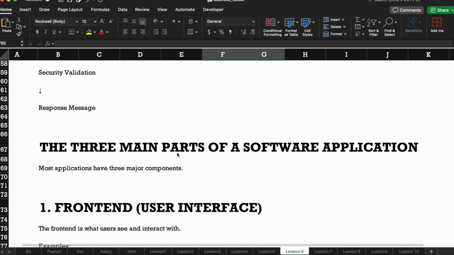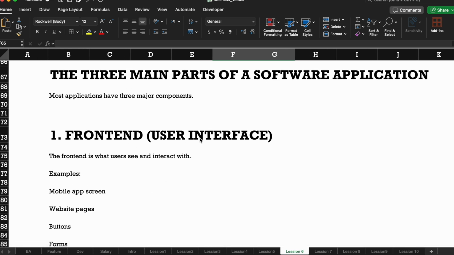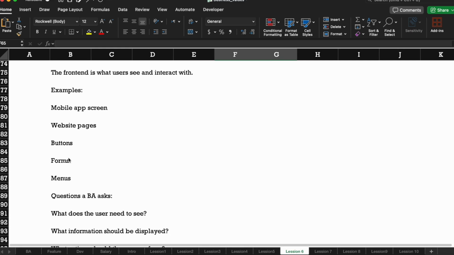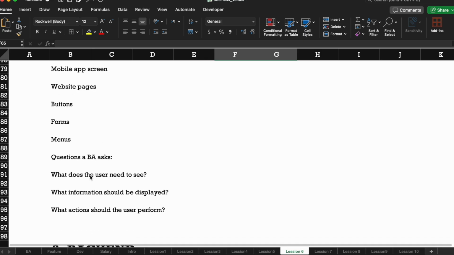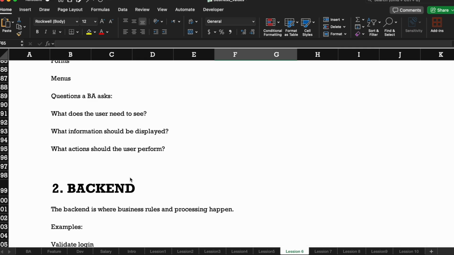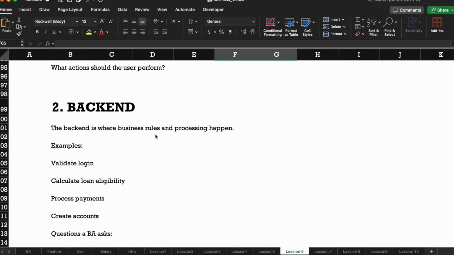The three main parts of a software application. Most applications have three major components. Front end, UI, user interface: the front end is what the user sees and interacts with, for example mobile app screens, website pages, buttons, forms, menus. A BA asks what does a user need to see, what information should be displayed, what action should the user perform. Backend: the backend is where business rules and processing happen.